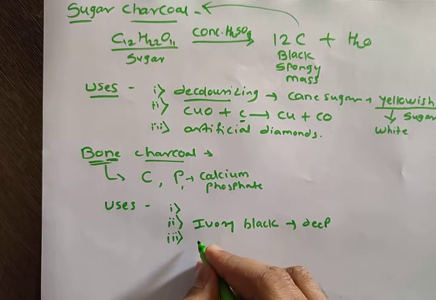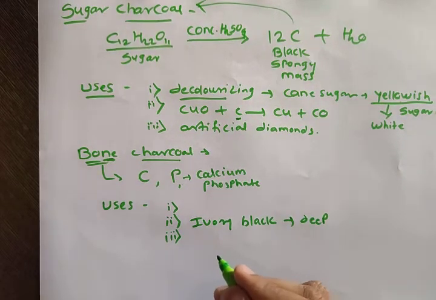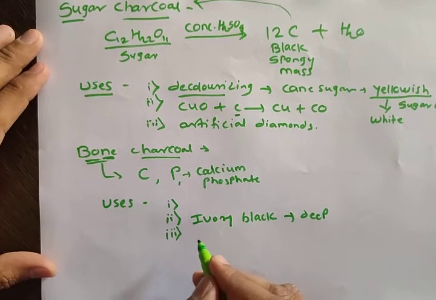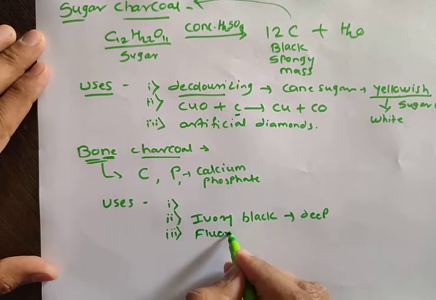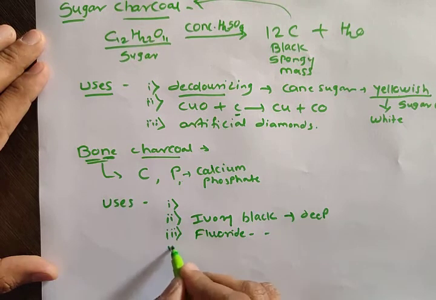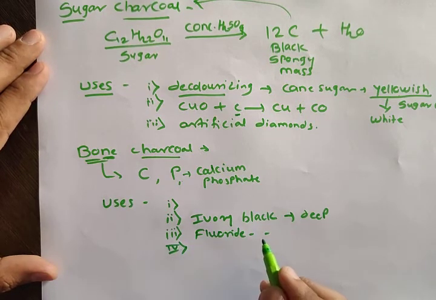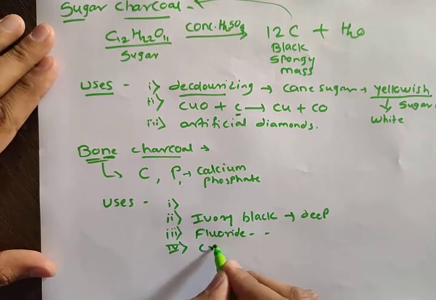Okay, third, bone charcoal is used to remove the excess fluoride from the water which causes dental problems. You know, whatever toothpaste we use consists of calcium fluoride in it, but excess fluoride is also harmful for the teeth. So to remove the excess fluoride from the water, what is used? Bone charcoal is used.